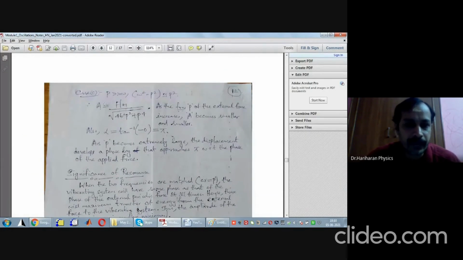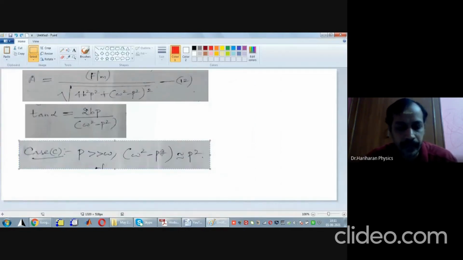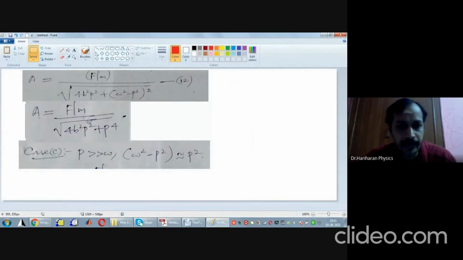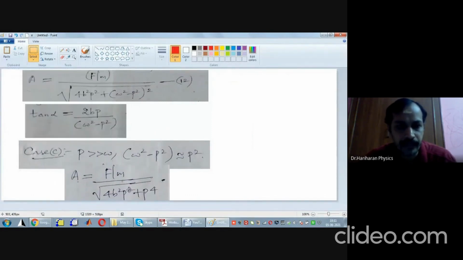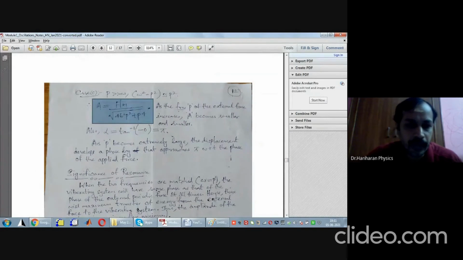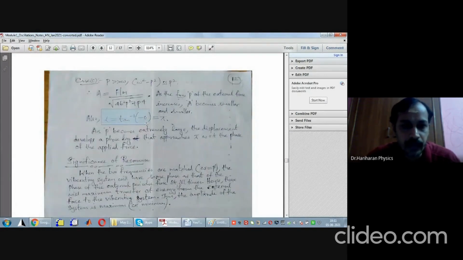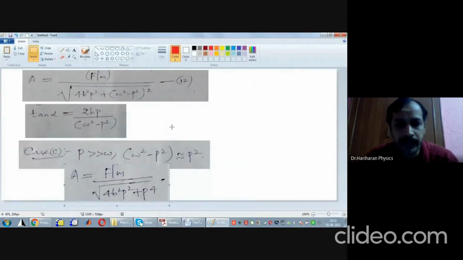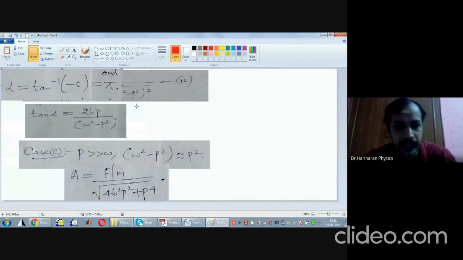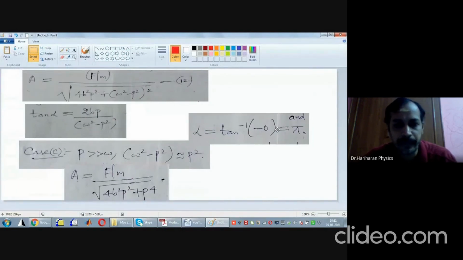What will be the expression for amplitude? Amplitude and phase are going to be like this. This is the expression for amplitude, I'll put it here. Then this is the expression for phase. Phase is given by what? Alpha is equal to tan inverse of minus 0, which is pi. This is pi, not pi by 2. Kindly understand.